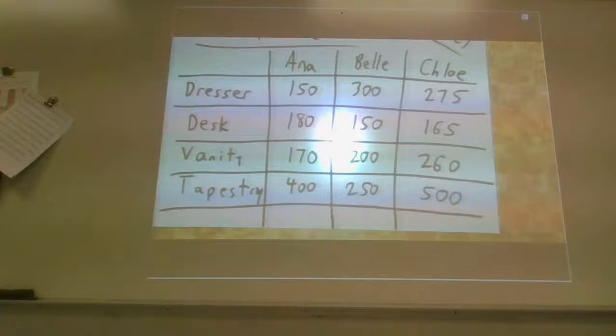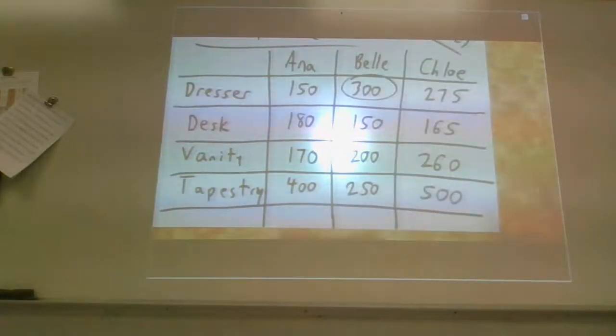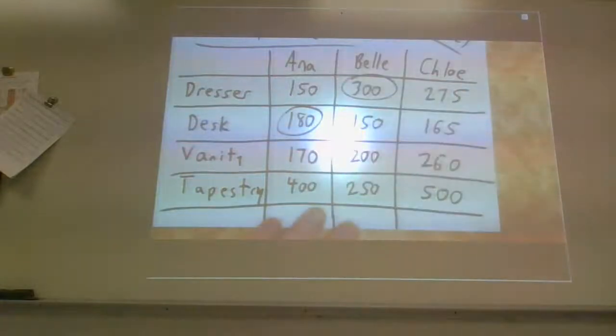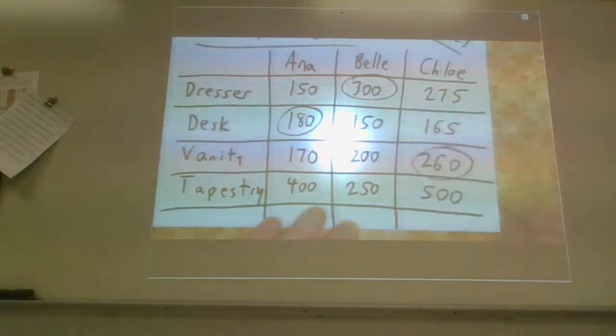Good job, Belle. I'm going to circle that for Belle. Belle gets the dresser. Clearly, at this point, it's literally whoever just bid the most money. Yes. For the first part of this, it's literally whoever bid the most money. So desk goes to Anna. Vanity goes to Chloe. And tapestry goes to Chloe.